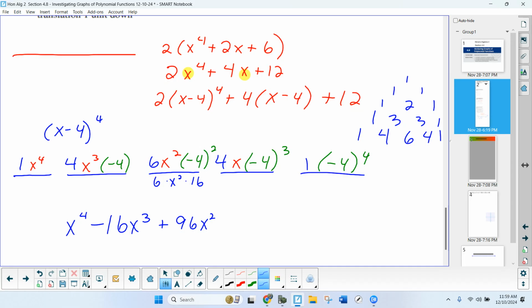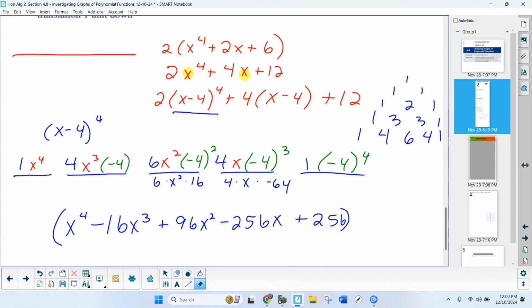And then this is 4 times x times negative 4 times negative 4 times negative 4, which is what? Negative 64. What's negative 64 times 4? Negative 256. And then what's negative 4 to the 4th? Positive 256. So this is just that. I think that's the easiest way, personally.